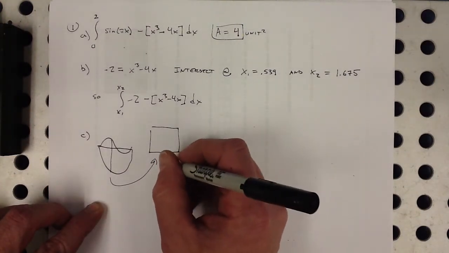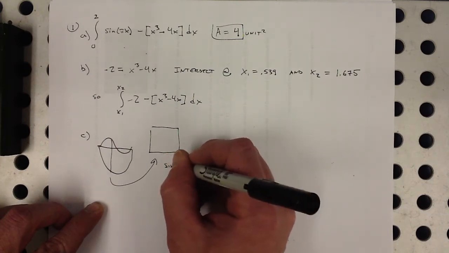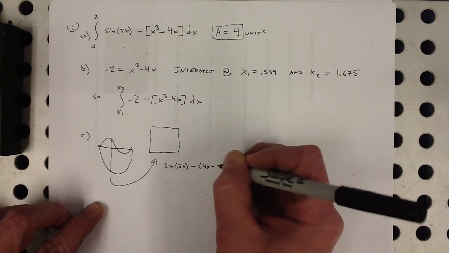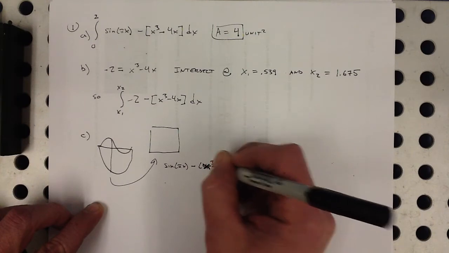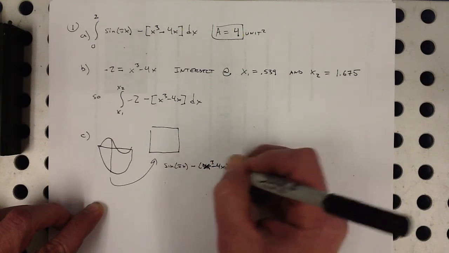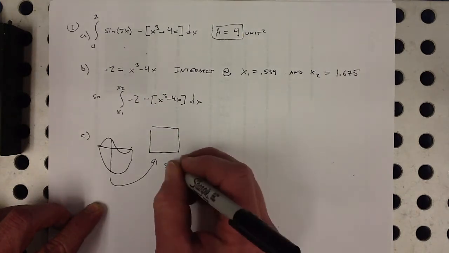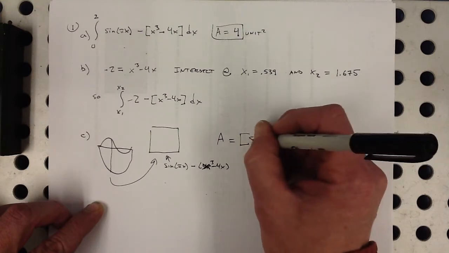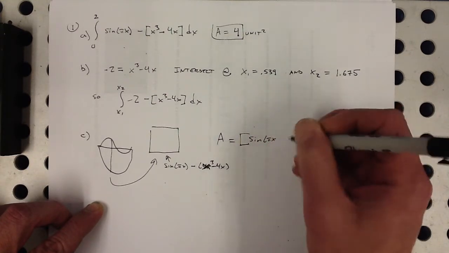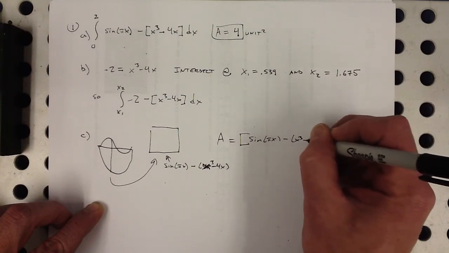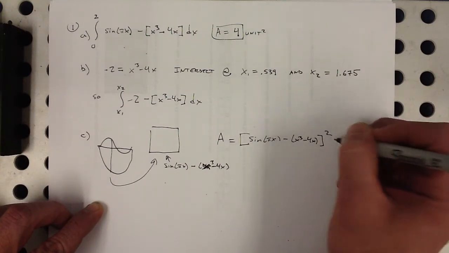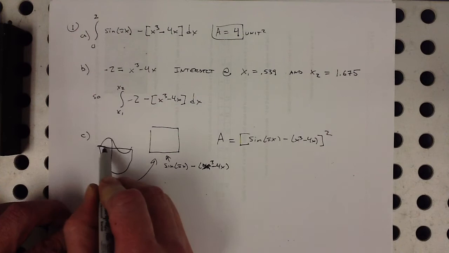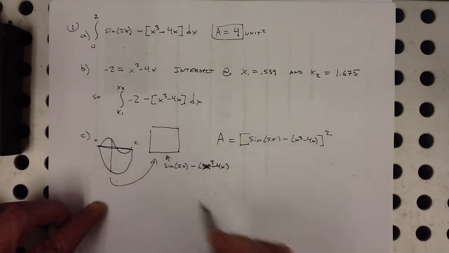So that is, top function is sine pi x still, minus x cubed minus 4x. That's what the side of a square is. So the area of the square is that whole expression, sine pi x minus x cubed minus 4x, squared. And since we're doing cross sections, again, we're just doing the integral over the whole stretch, which is from 0 to 2, of the area.